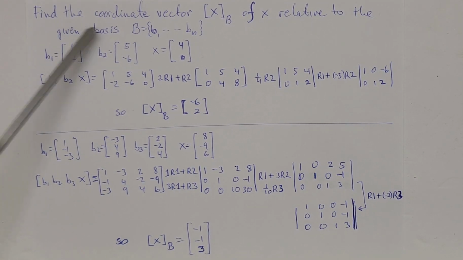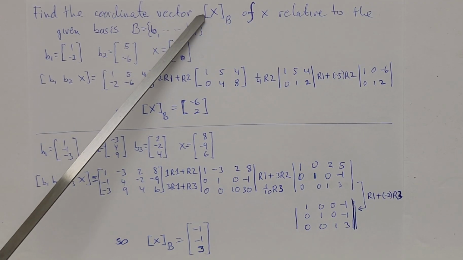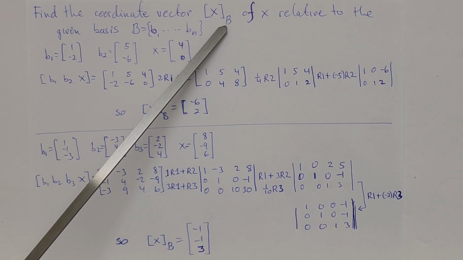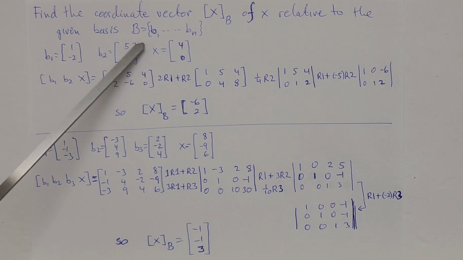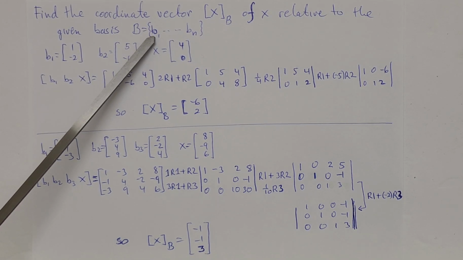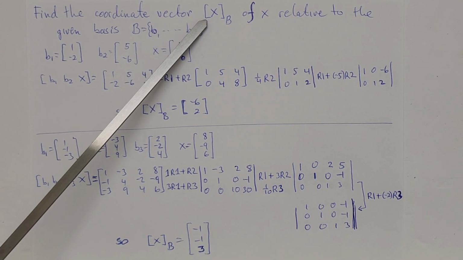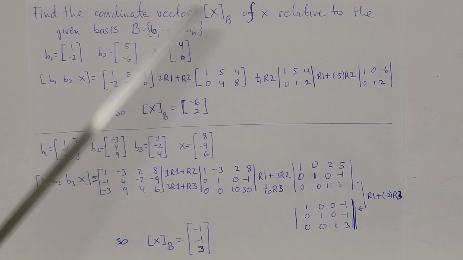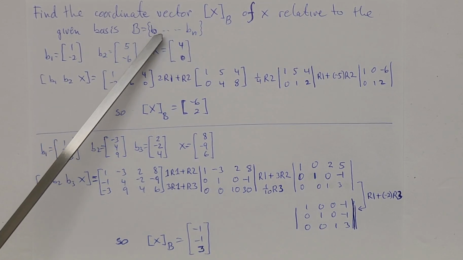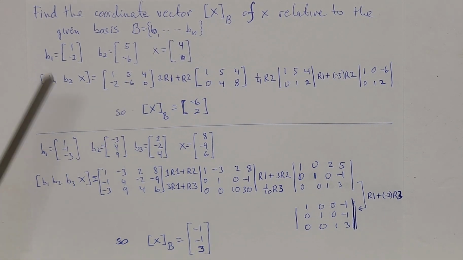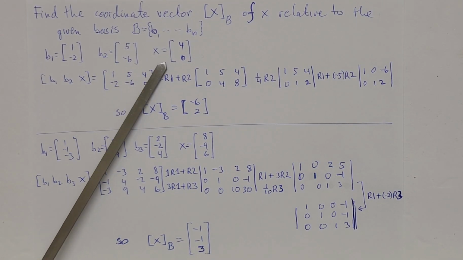This lesson is find the coordinate vector. We represent the coordinate vector in brackets with a subscript big B, [x]_B, relative to the given basis. And that basis could have as many vectors as it wants to. Given basis could be any basis from b1 to as many as it wants. So here in our example, we have two basis vectors, b1, b2, and x.